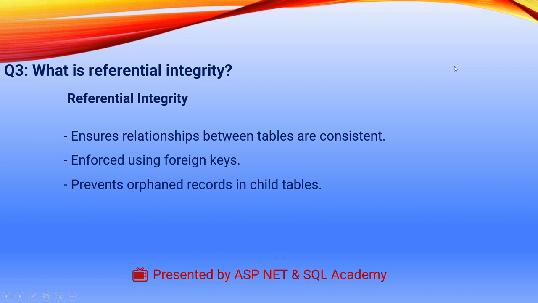Referential integrity ensures that relationships between tables are consistent. It is enforced using foreign keys which link child tables to parent tables, ensuring that there are no orphaned records, that is, records in the child table that don't have a corresponding record in the parent table.